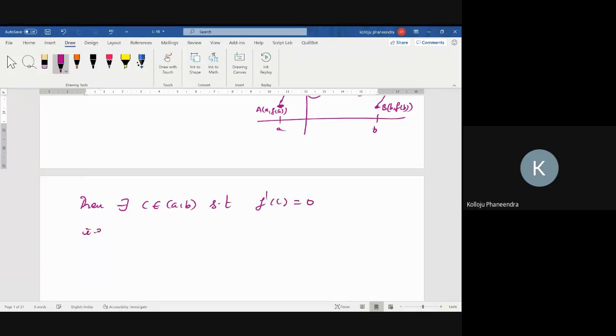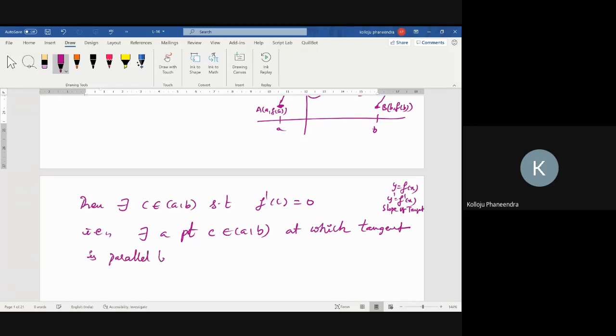That is, there exists a point c belonging to open (a, b) at which the tangent... generally y equal to f of x is the curve, then y dash, which is nothing but f dash x, is called what? The slope of the tangent to the curve. And when the slope is equal to 0, what does it mean? The corresponding tangent is parallel to the x-axis, at which the tangent is parallel to the x-axis.